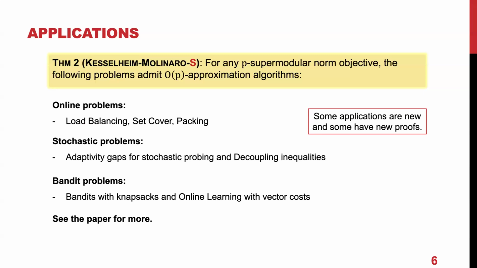And again, to clarify, some of these applications are old. For some, like online load balancing, there was an alternate algorithm known which can also handle symmetric norms. But many of these applications are new, like online set cover and online packing. Previously, we could not handle them for symmetric norms, but now we can. So this gives both a new way of proving and a unified way of analyzing things.